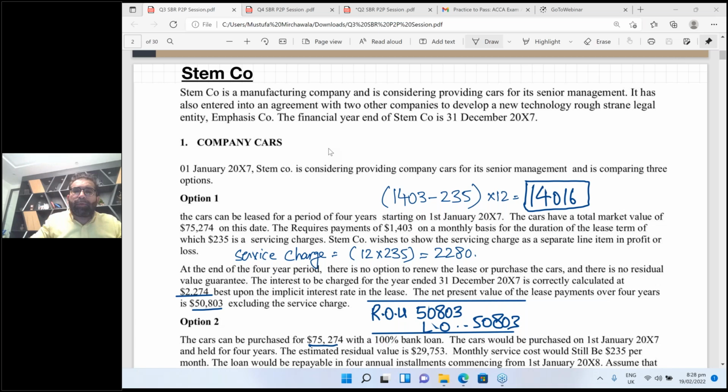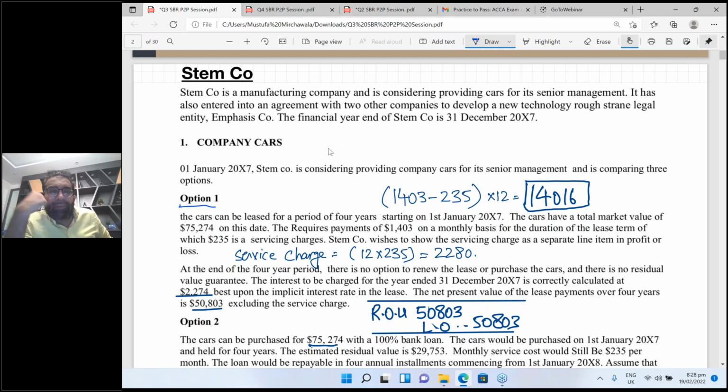Just keep a pen with you. I have also written something with pen, but right now I don't have a pen, so I will only refer to things. On 1st January X7, STEM company is considering providing company cars for its senior management and is comparing three options. Option number one: the car can be leased for a period of 4 years.